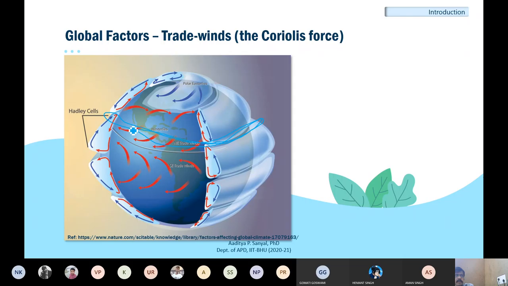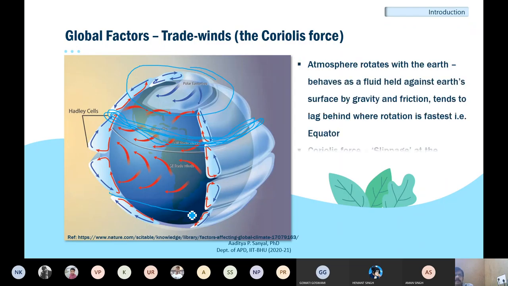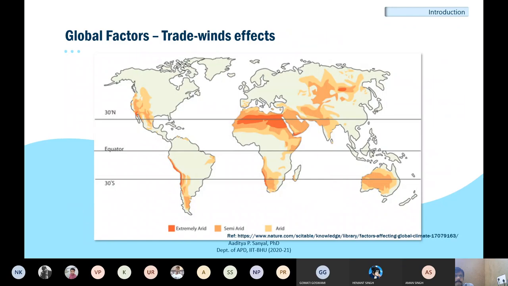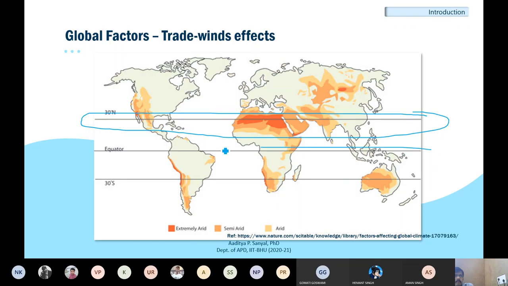There is something known as the trade winds, or the Coriolis force. Because of Earth's rotation along its own axis, you have these trade winds. And when you see these gap areas, these are the areas where you have the intensity of deserts and the intensity of climatic variations. Again, you have towards the poles further variations in climate.